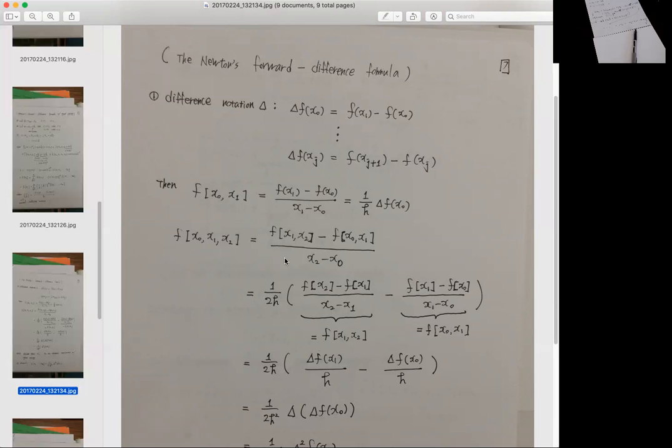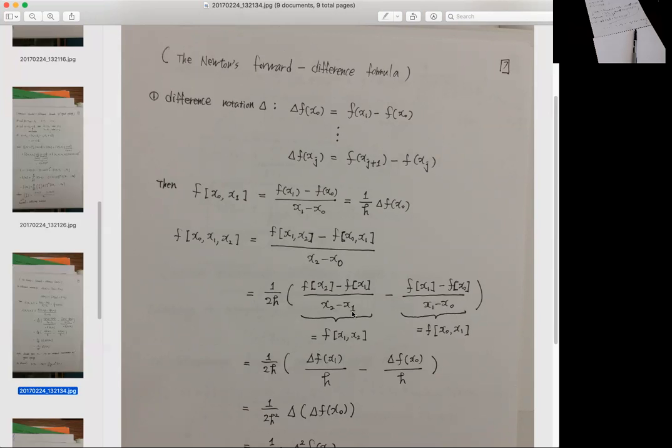We express f[x1, x2] as the divided difference, f of x2 minus f of x1 over x2 minus x1, and then the second term in the numerator is that expression, that fraction, right? Then what about the denominator x2 minus x0? That's 2h, right? So we take out 2h right there. The first term is the divided difference of f at x1, x2. The second term is the divided difference of f at x0 and x1.